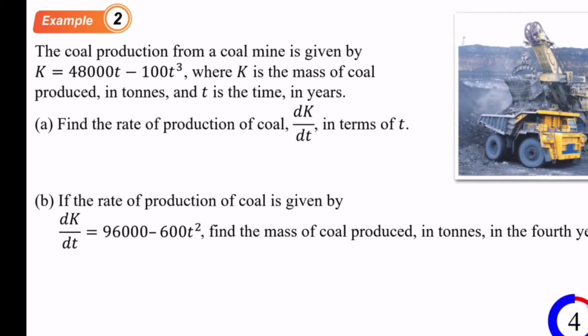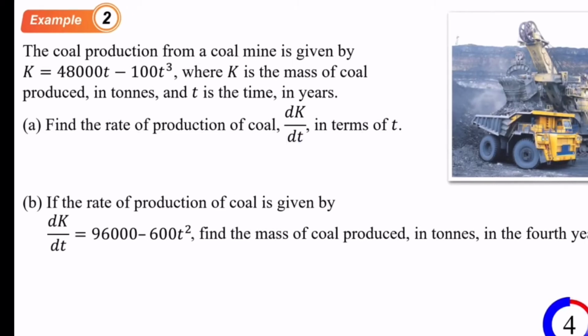The example is about coal production from a coal mine, given by K equals 48,000 T minus 100 T cubed, where K is the mass of coal produced in tons and T is the time in years. Wow, it takes years to produce the tons of coal. Find the rate of production of coal, dK/dt, in terms of T.